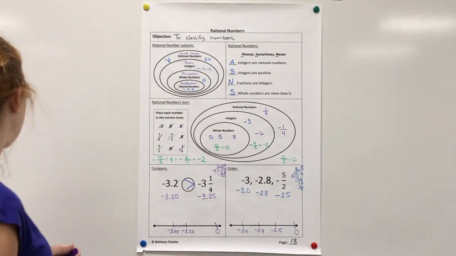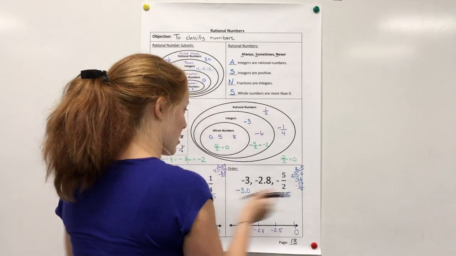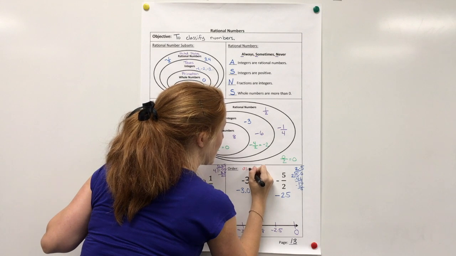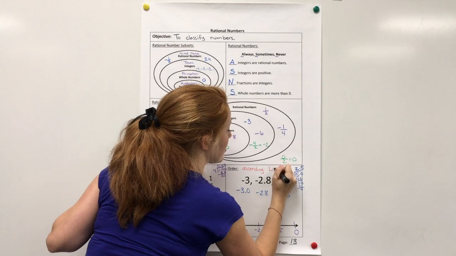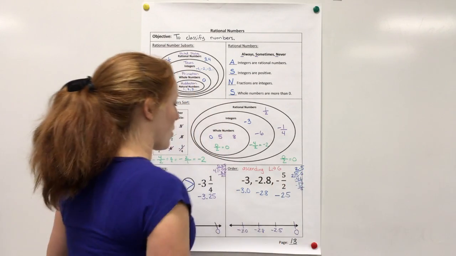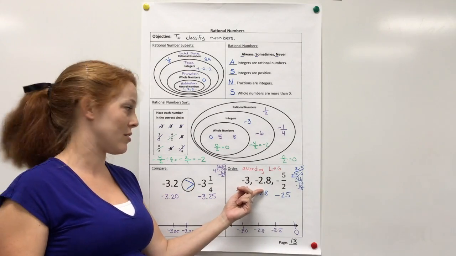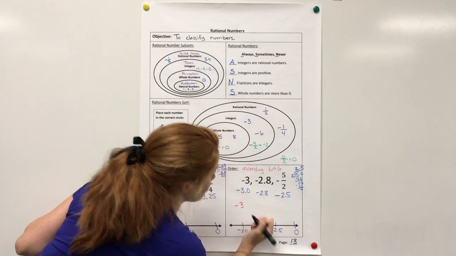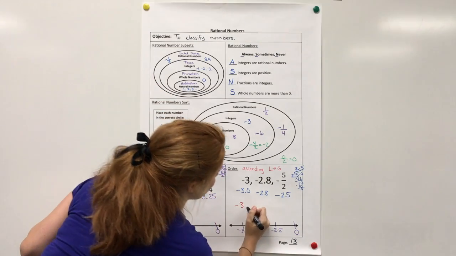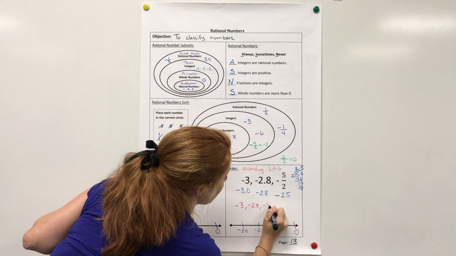All right? And let's say I'm doing this in ascending order. What does that mean? Least to greatest. Well, good news. If I put them least to greatest, they were already in order. So my order would be negative 3. Don't forget, put them in original form. Negative 2.8. Negative 5 halves.